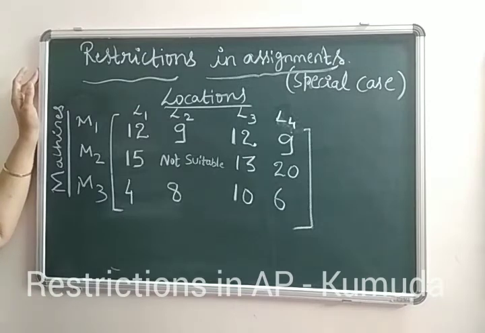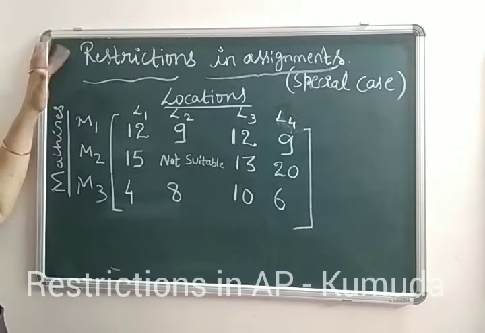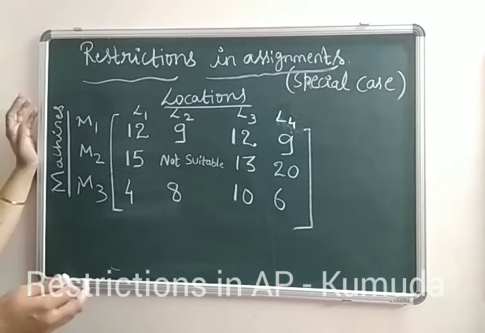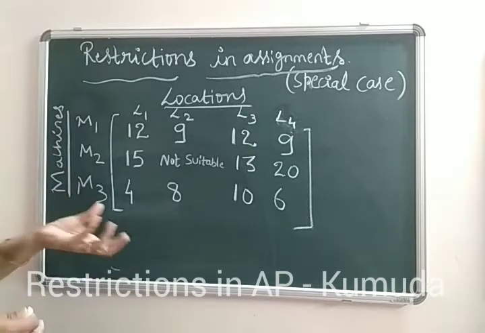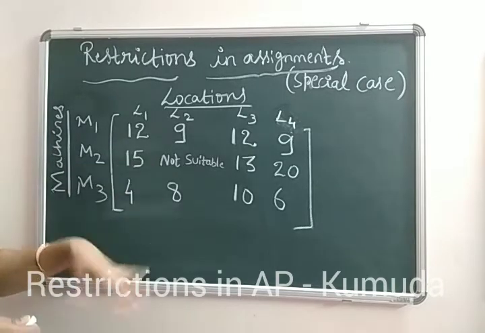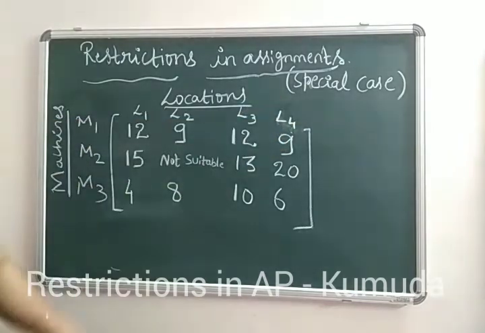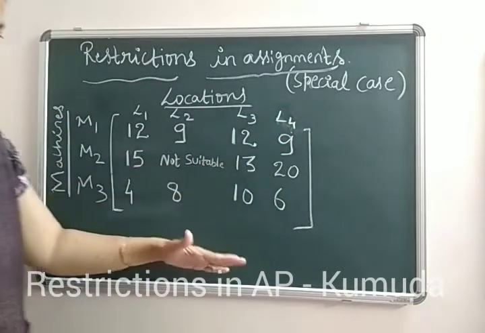So we have something else called restrictions in assignment. That means to say there are some cases where there is no value to be allotted to that particular position in the matrix. So that is a special case in assignment problems. So I have just taken an example to explain.